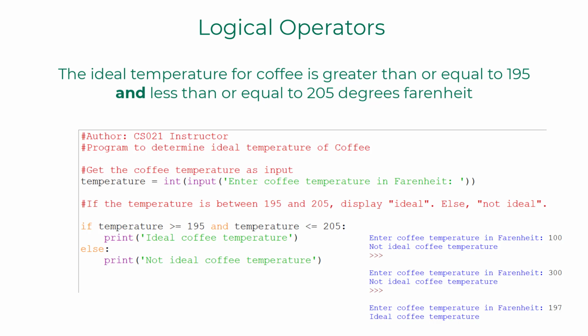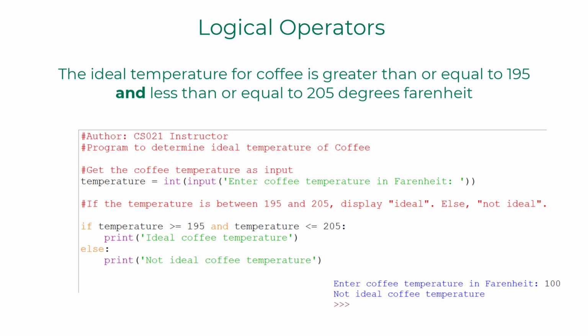Let's walk through the code when we enter a temperature of 100. Okay, so let's see what happens to the if statement here. So the temperature holds the value 100. 100 greater than or equal to 195 is going to be false, and 100 less than or equal to 205 is going to be true, right? So we have one false and one true here. The AND operator requires both of them to be true. Only then it would enter the scope of the if statement and print ideal coffee temperature.